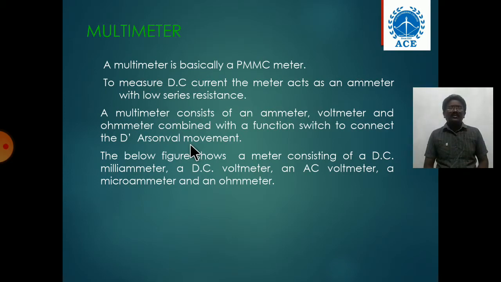So actually with the help of multimeter you can measure micro values and milli values also. So you can call it a micro ammeter and a milli ammeter.